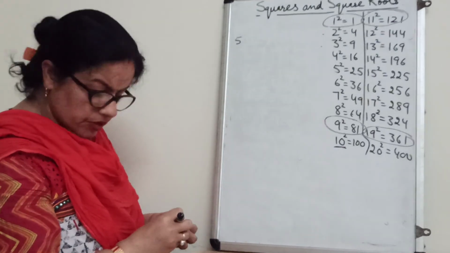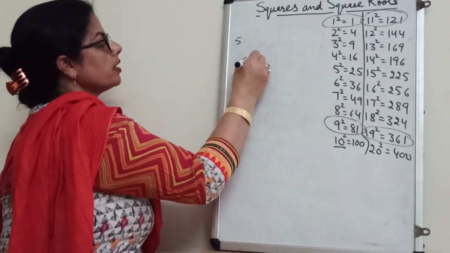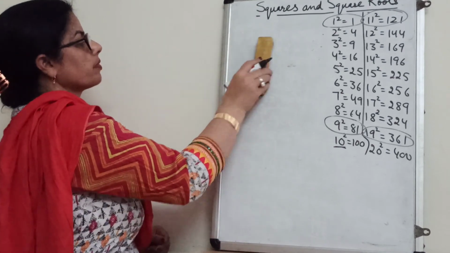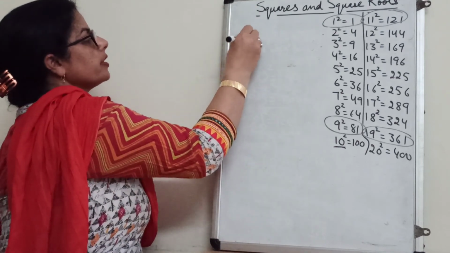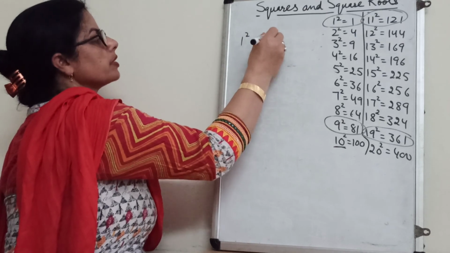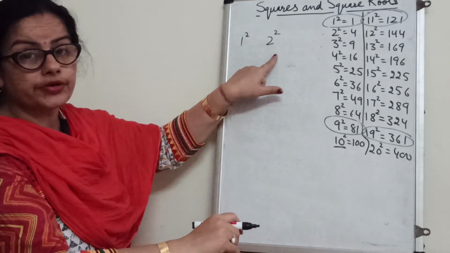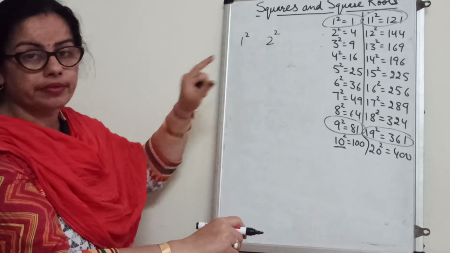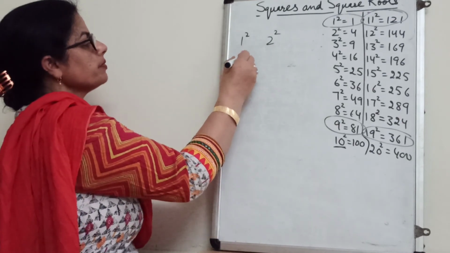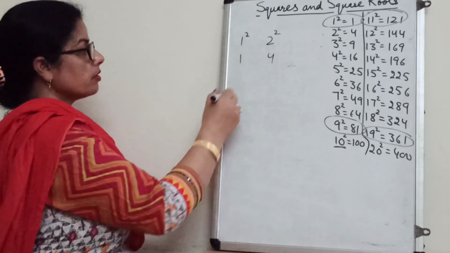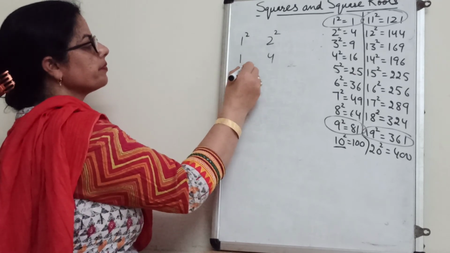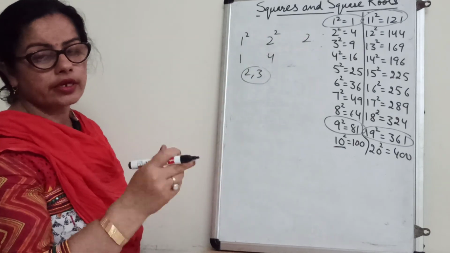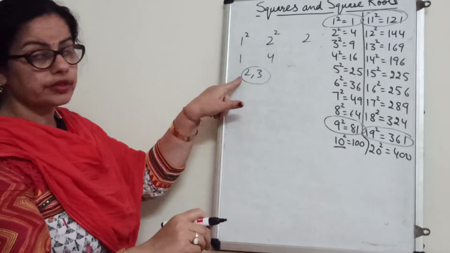Next property is that if we want to find the numbers between two perfect squares, see, these are two consecutive perfect squares and I want to know how many numbers lie between them. See, 1 square is 1, 2 square is 4. Then what are the numbers between them? 2 and 3, means 2 numbers lie between 1 square and 2 square. That is 2 and 3.